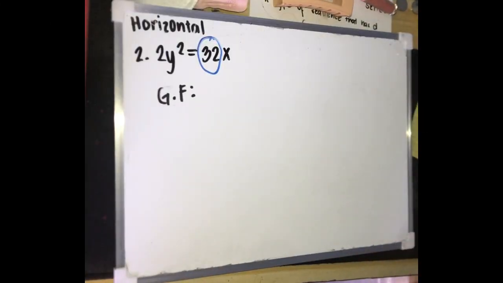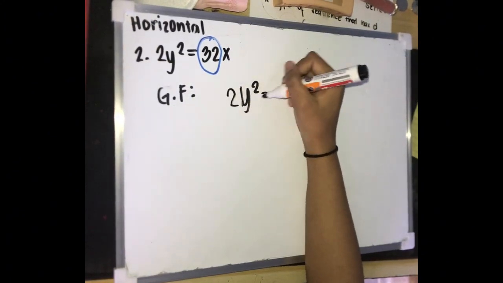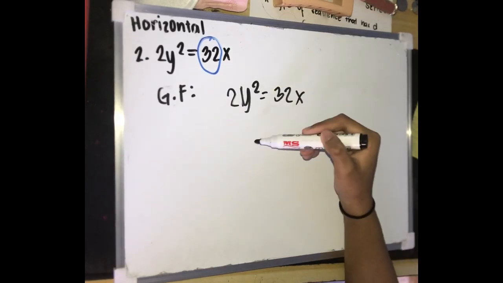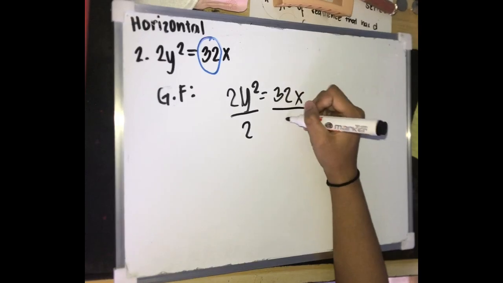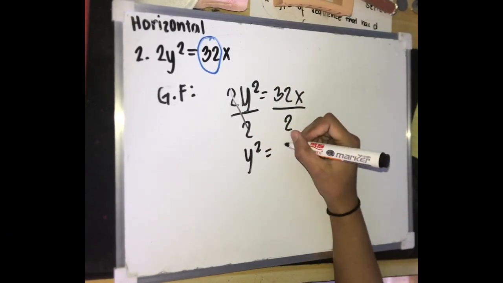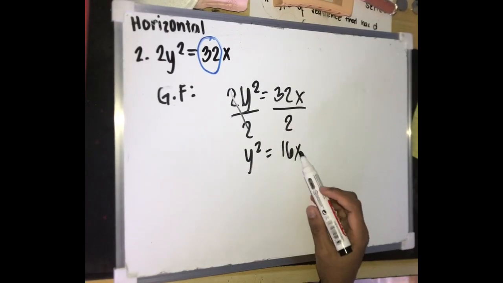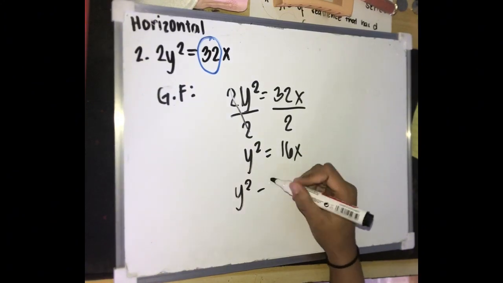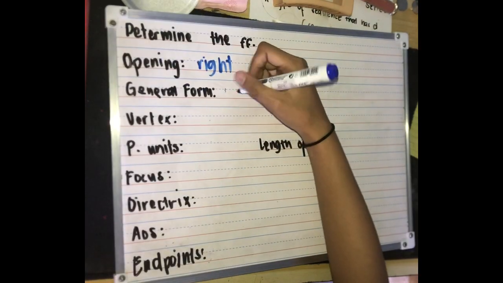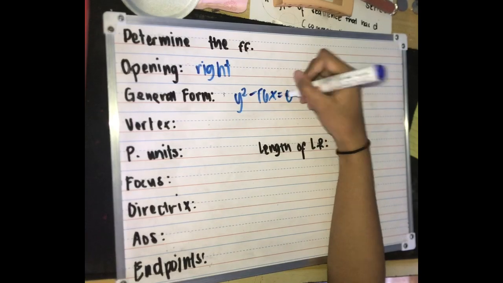So, to determine our general form, we're going to write down the equation. y squared. So, para ma-cancel out natin yung 2 and ma-bring down natin yung y squared, we're going to divide both sides by 2. Cancel out the 2 and y squared, bring down, equals 32x/2 is 16x. So, ililipat lang po natin yung 16x sa loob. So, it will be y squared minus 16x equals 0. So, this will be our general form. So, our general form is y squared minus 16x equals 0.